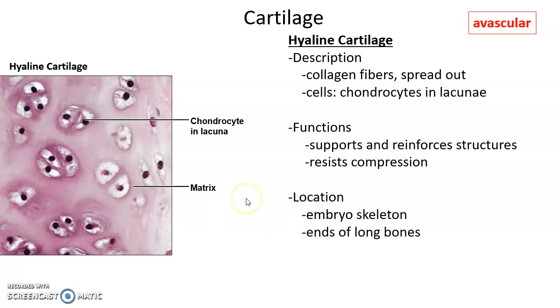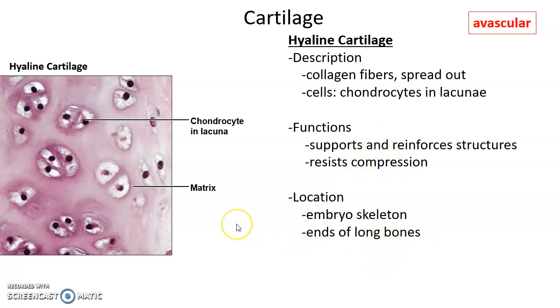And the functions of cartilage include supporting and reinforcing structures and resisting compression. Actually, fibrocartilage is what makes up your intervertebral discs, sorry. So you can find hyaline cartilage in the embryonic skeleton and at the ends of the long bones. At the ends of the long bones, it helps to resist compression at the joints.